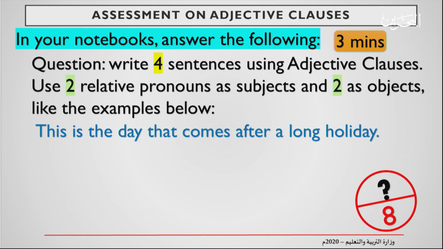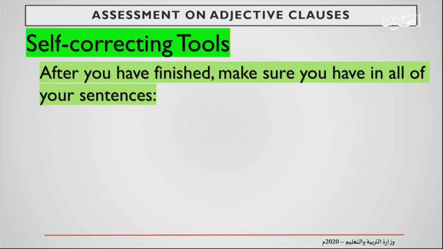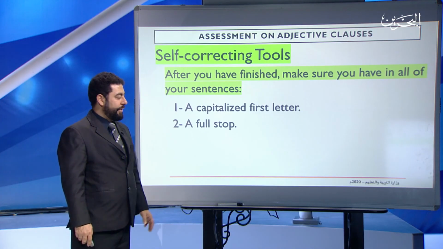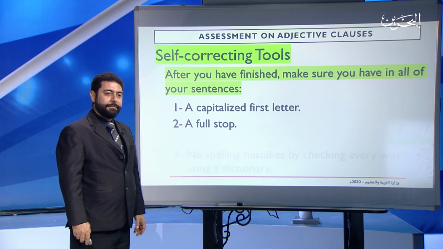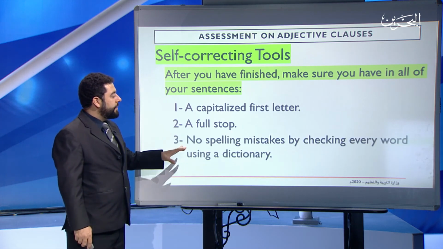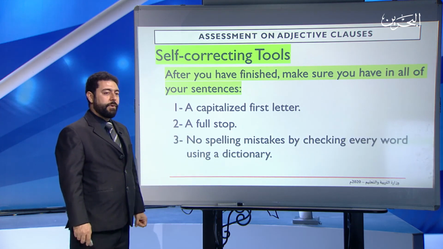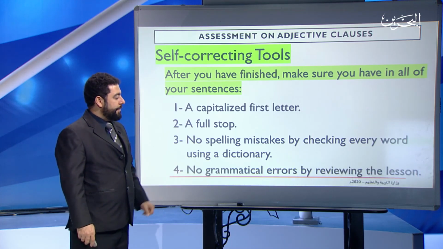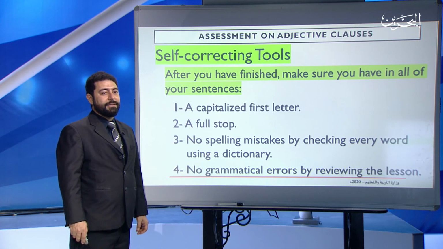All right, now let's jump to the model answer. But before you do that, let's use the self-correcting tools. After you have finished, make sure you have in all of your sentences the following. Number 1, a capitalized first letter. Number 2, a full stop. Number 3, no spelling mistakes by checking every word using a dictionary. Number 4, no grammatical errors by reviewing the lesson.